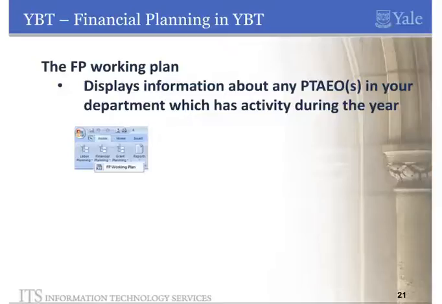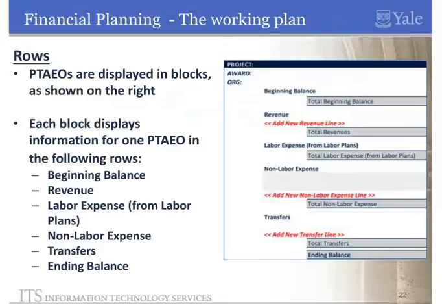In this section, we will discuss the Financial Planning module in YBT. The Financial Planning worksheet is called the Working Plan. PTEOs are displayed in blocks, as shown to the right. Each block displays information for one PTEO in the following rows: beginning balance, revenue, labor expense from the labor plans, non-labor expense, transfers, and finally an ending balance.